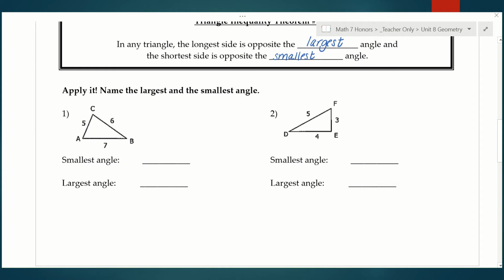So in number 1, what I want you to do is first find the smallest side. Okay, so the smallest side would be AC. Remember, we name sides using two letters. Okay, so side AC.